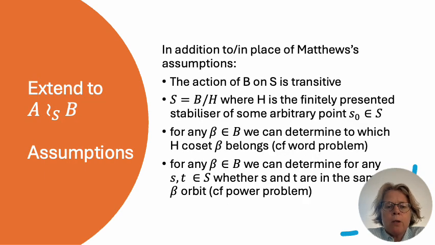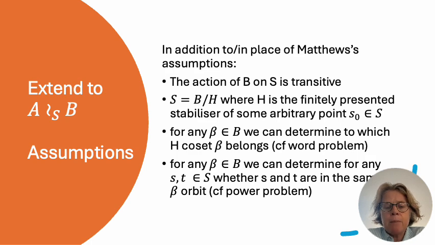My work is looking at extending the Matthews work from the standard wreath product to the broader category of permutational wreath products. For that purpose, I made the following assumptions. So I assume the action of B on S is transitive. That's just for simplicity purposes.